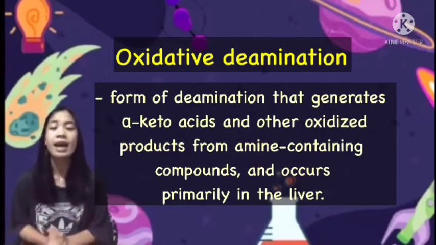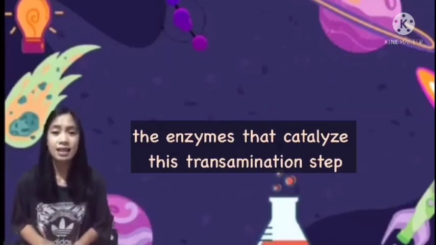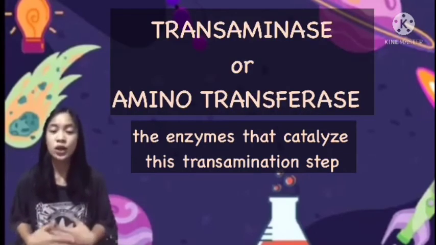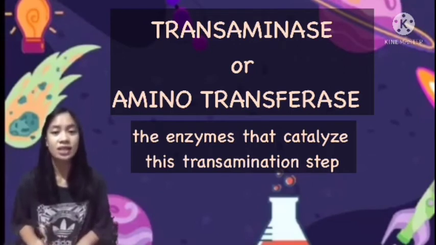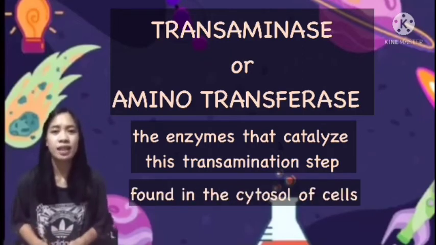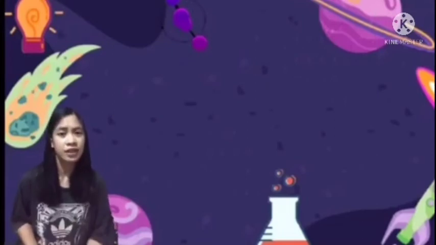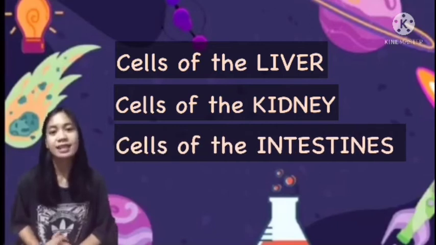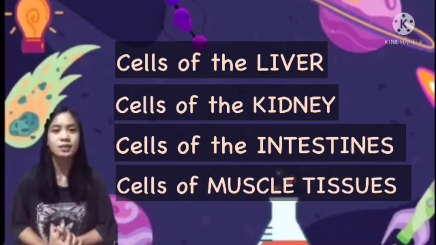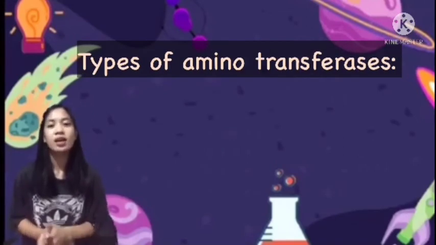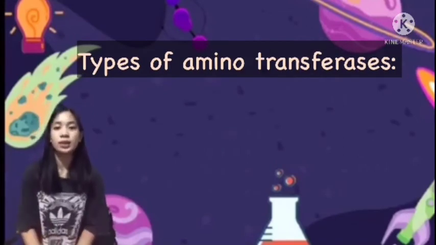So going back, the enzymes that catalyze this transamination step are called transaminases, which are also called transferases. These enzymes are found in the cytosol of cells, and we find them predominantly in the cells of the liver, the kidney, the intestines, and our muscle tissues. We have many types of aminotransferases depending on the individual amino acid that we're actually catalyzing.